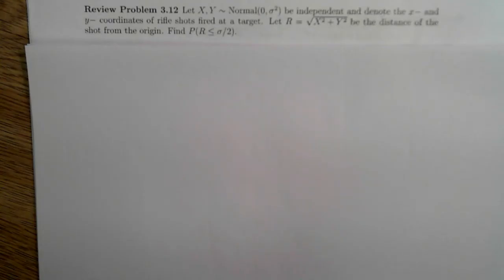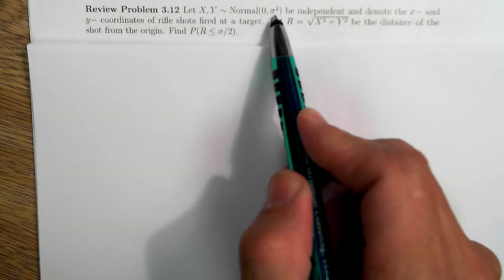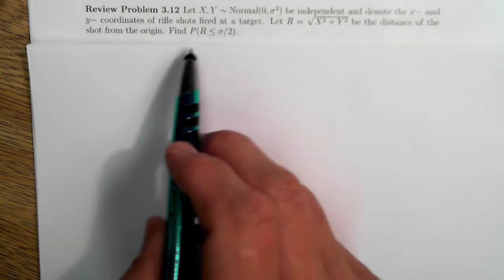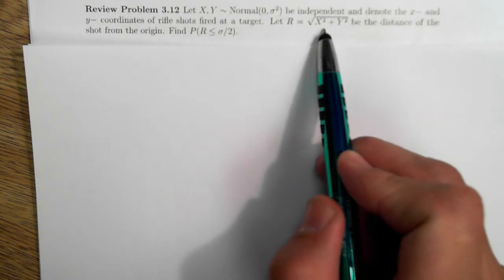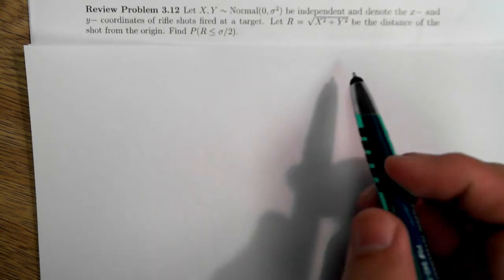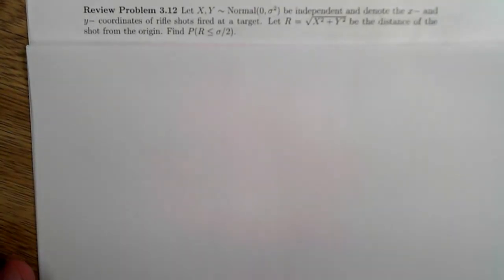Okay, for this problem we have two random variables x and y that are both normal with mean 0 and variance sigma squared, standard deviation sigma. They are independent and they represent the x and y coordinates of shots at a target, and r equals the square root of x squared plus y squared is the distance of that shot from the origin. Find the probability that r is less than or equal to sigma over 2.